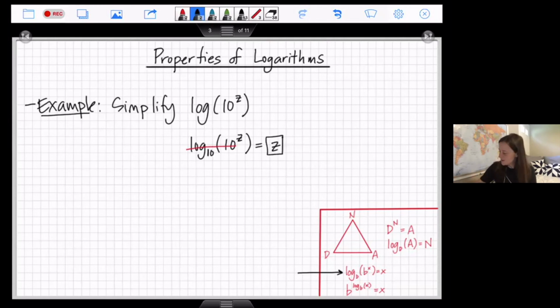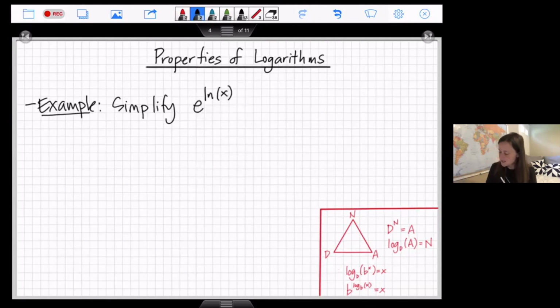All right, let's try another one. How about e to the natural log of x? All right, so natural log, remember, is the log base e. So you could rewrite this one as e to the log base e of x. This one's going to make use of our other inverse property, b to the log base b. So that log base e is tiny up in the exponent of the e. And our property says that these cancel out, and then the x falls down on the ground. And that's all it is.